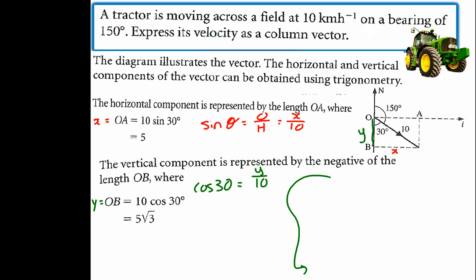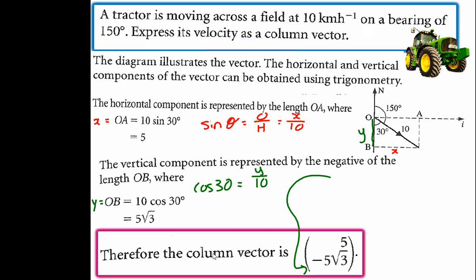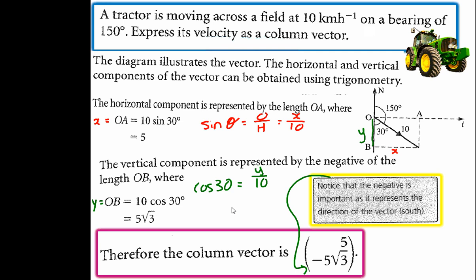So plugging that back into here, 10 times root 3 over 2 gives you 5 root 3, because 10 over 2 is 5. So that's how we've got that one. And so remember, the column vector would be 5 over negative 5 root 3, because in going from here to here, you're going across by 5 and down by 5 root 3. That's why this one has to be a negative. Notice that the negative is important as it represents the direction of the vector south, whereas this one was going east and then south.